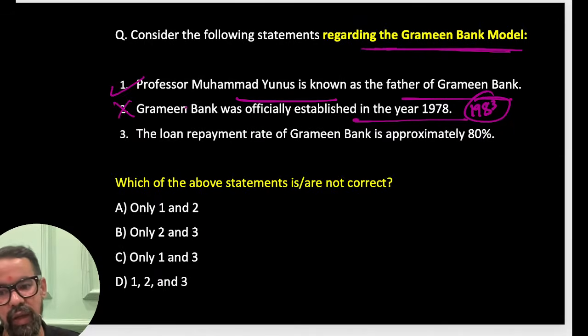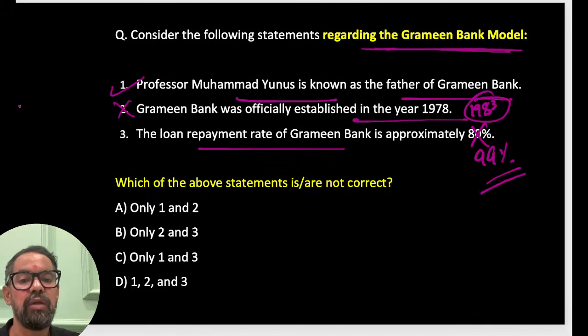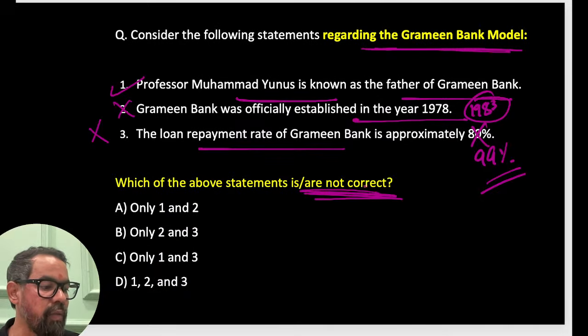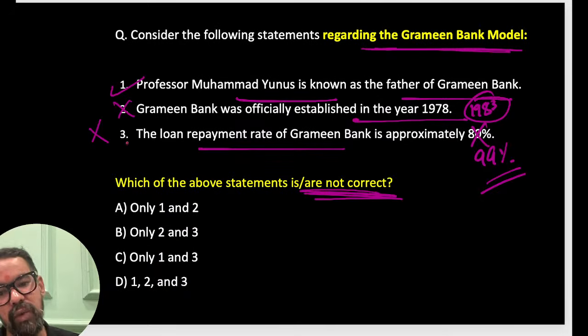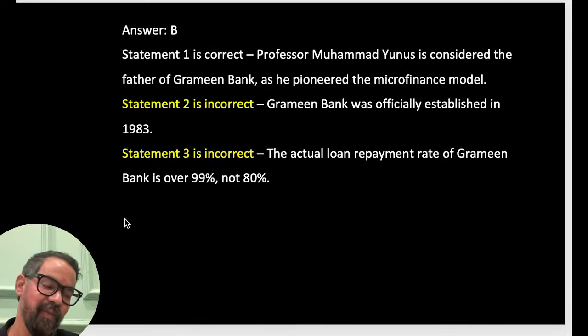Yes, 1983. The loan repayment rate of this is approximately 80%, no, 99%. So this is also wrong. Okay, what you have to find out? Incorrect. You have to find out the incorrect one, and the incorrect ones are 2 and 3. 2 and 3 means option B will be the right answer for this one. Everyone is wrong. Okay.